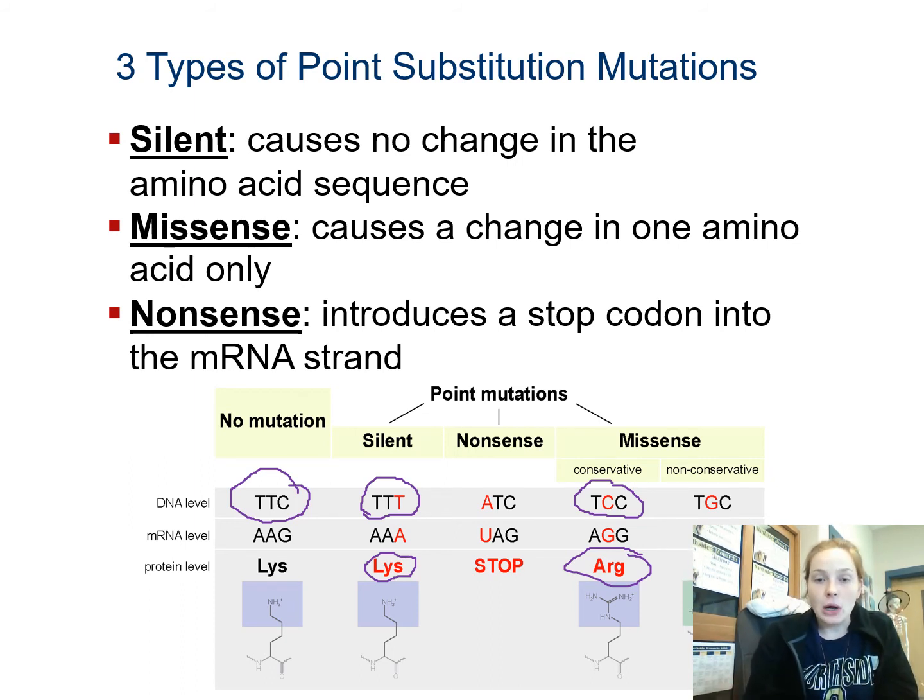So stop codons that are introduced prematurely can be really, really bad, because you're not going to be able to code the gene. So those usually are never good. Nonsense mutations are usually never good because they introduce a stop codon way before there should be one, and that's going to be bad.